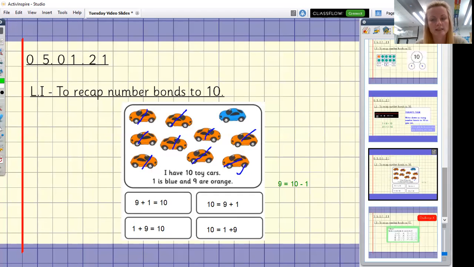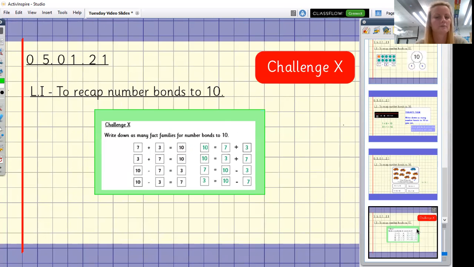Now your challenge, if you choose to do it, and I've got a bit of a stretch for you, is to write your number bonds like this and include some subtraction. So your subtraction is take away. Have a go at some subtractions and take away to create your fact families on your number bonds to 10. So your number bonds to 10 are 7 plus 3 equals 10, or 3 plus 7 equals 10.